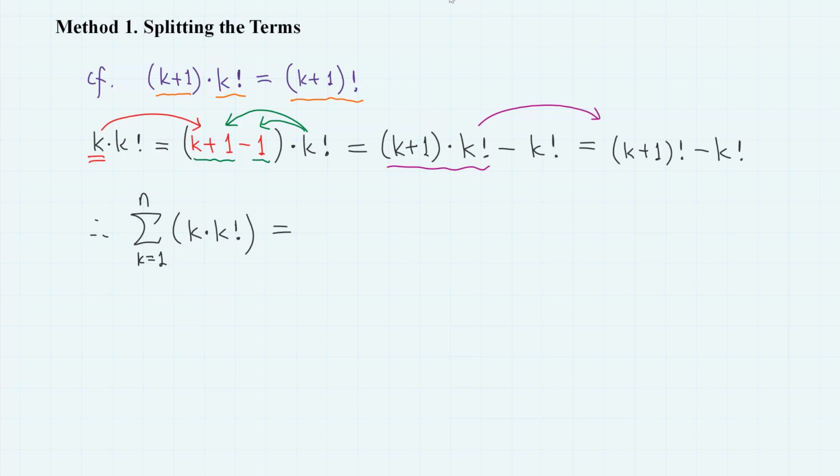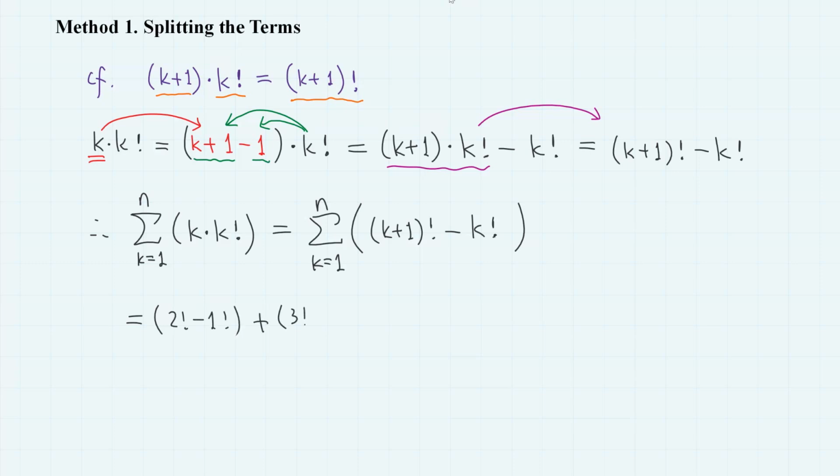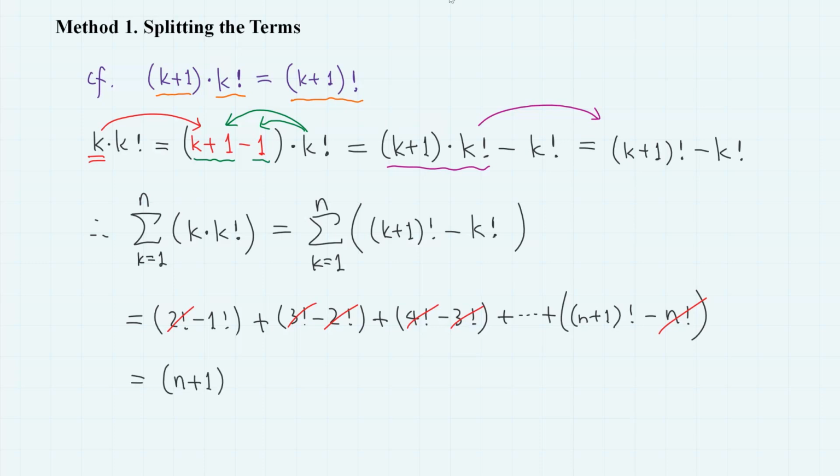Therefore, the given summation can be written as sigma k plus 1 factorial minus k factorial. So it is 2 factorial minus 1 factorial plus 3 factorial minus 2 factorial plus 4 factorial minus 3 factorial and so on, up to n plus 1 factorial minus n factorial. So we have plus 2 factorial minus 2 factorial, plus 3 factorial minus 3 factorial, and 4 factorial gets cancelled as well, and in the end n factorial gets cancelled. So we are only left with n plus 1 factorial minus 1 factorial, so 1.